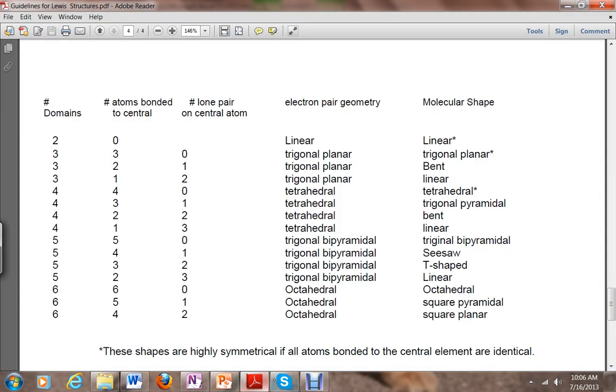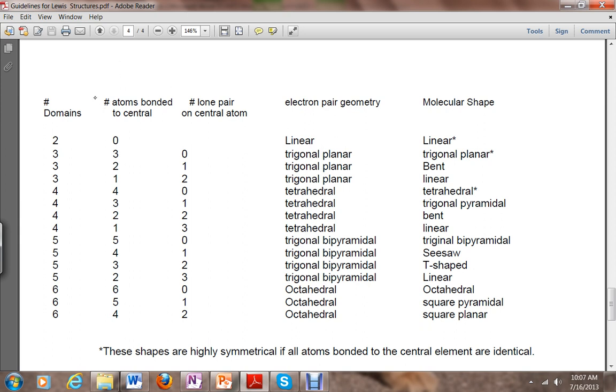Okay, here it is. If you look at here, you have it posted on Class Jump, and I also gave you a hard copy, very small. I gave you the number of domains, which we already understand: it's everything around the central atom, meaning the sigma bonds, and you know a sigma bond is a single bond.